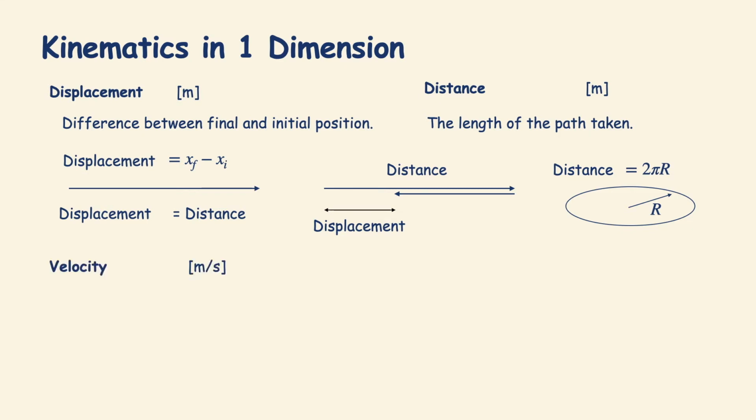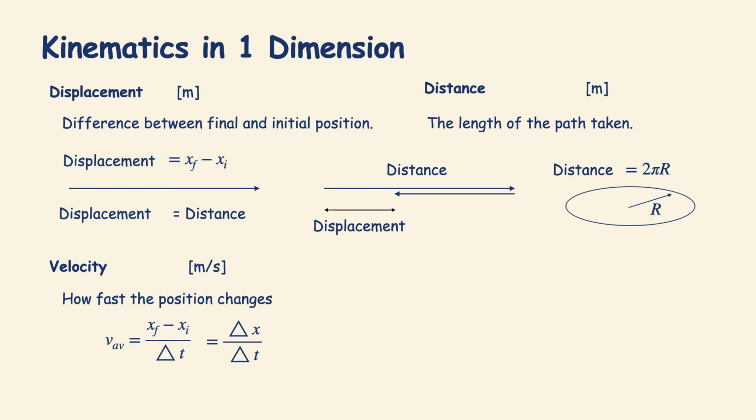The velocity, which is measured in meters per second in physics, is defined as the change in the position over time. Or in other words, it tells us how fast the position or the displacement of an object changes. So we write that the average velocity is equal to the change of the position, which is the difference between the final and initial position, over the time. Mathematically, we will write this as delta x over delta t.